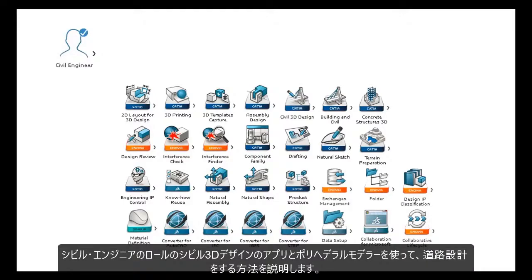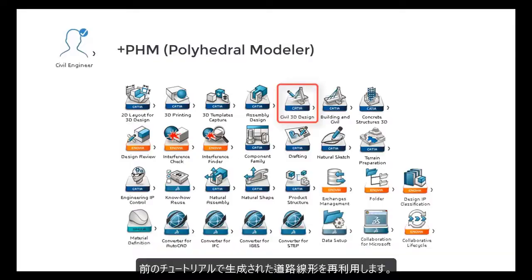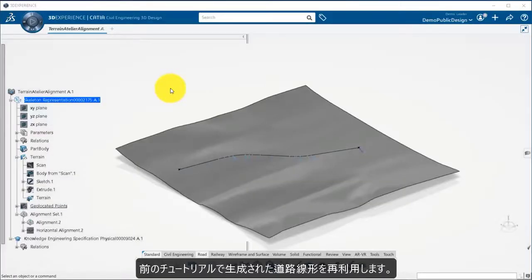In this video, you will see how to create a road corridor within the 3D Experience platform using the Civil Engineer and the Polyhedral Modeler roles with the Civil Engineering 3D Design app. In this example, we reuse the alignment generated in the previous tutorial.